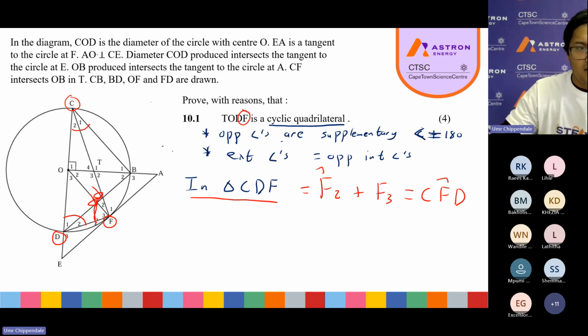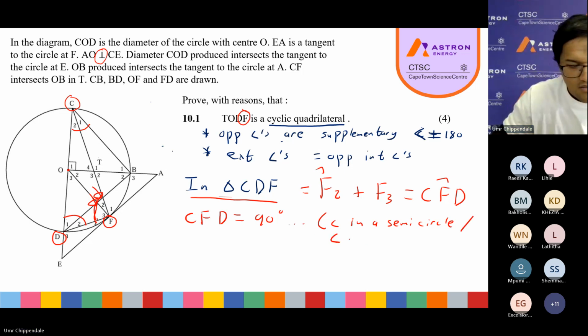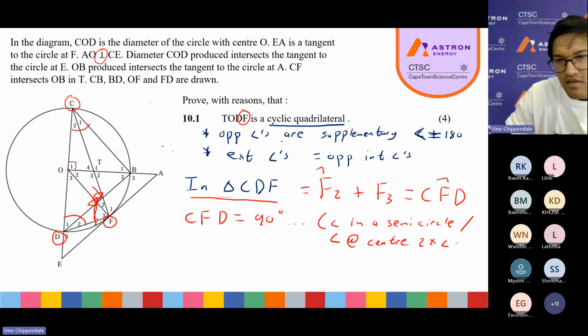It was saying that this was bisected. All right, so it is like this as well. It's perpendicular. So therefore, we can now say that our CFD is equal to 90 degrees. Another way you can think about this is that this is angles in a semicircle. Here's our center, angles in the semicircle. There's another reason that you could think about, and you could write it as the angle at the center is 2 times the angle at the circumference.